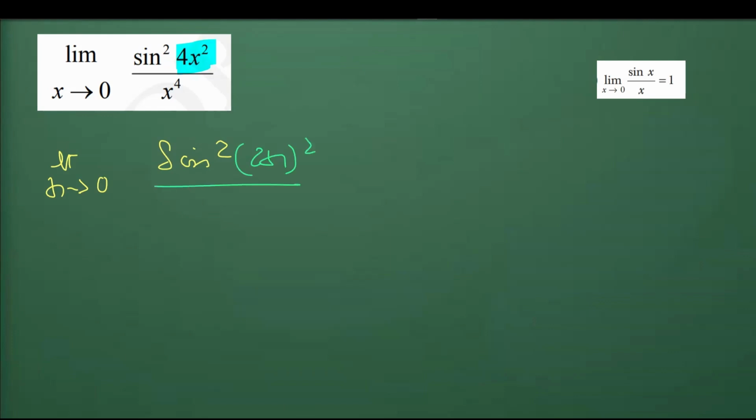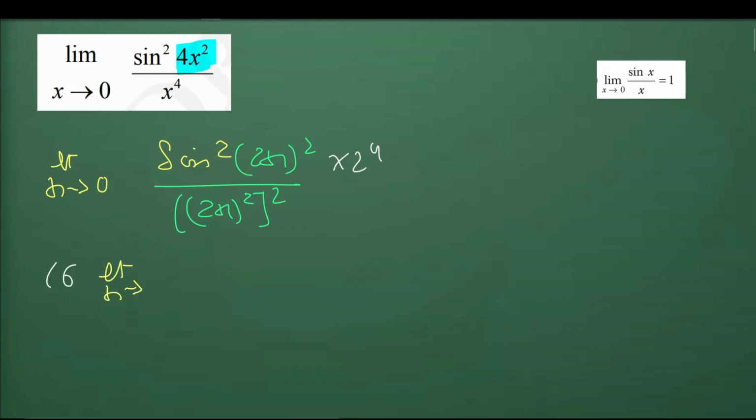Below also we need 2x whole square. So I'm writing 2x square whole square, because it is x raised to the power 4. So at the end, we actually divided by 2 raised to the power 4. Therefore, I should multiply with 2 raised to the power 4. This is 16. So I can write this outside the limit. This is 16, and what we have is limit x tending to 0.